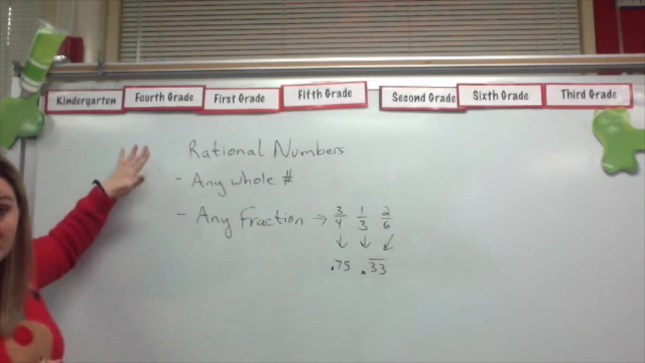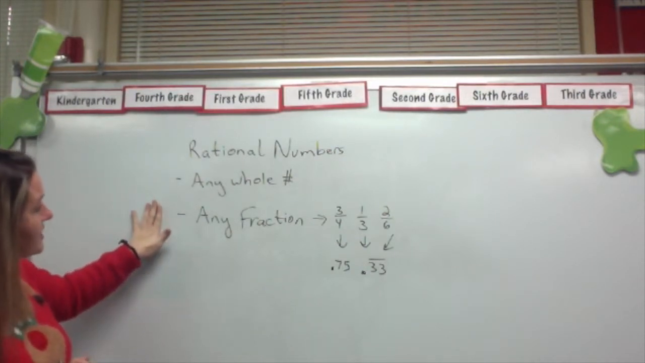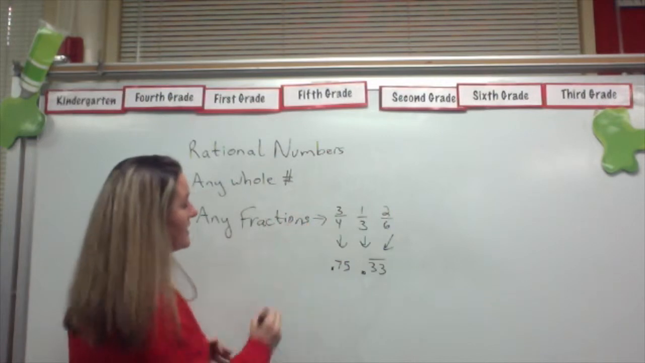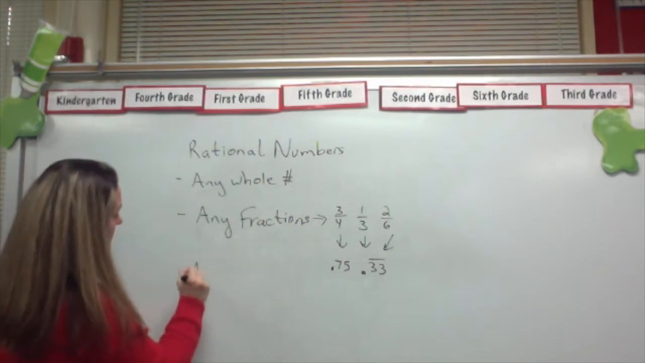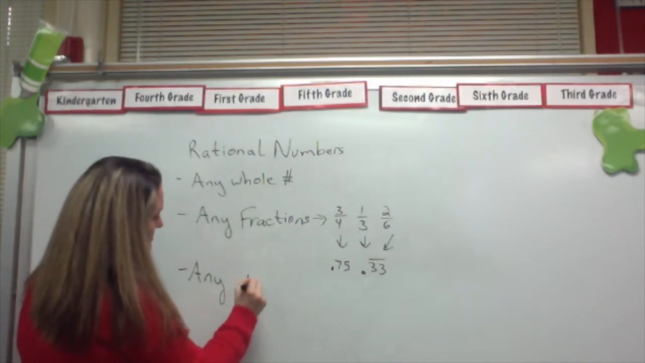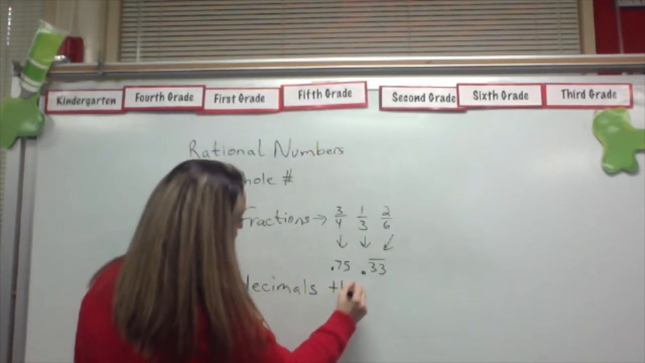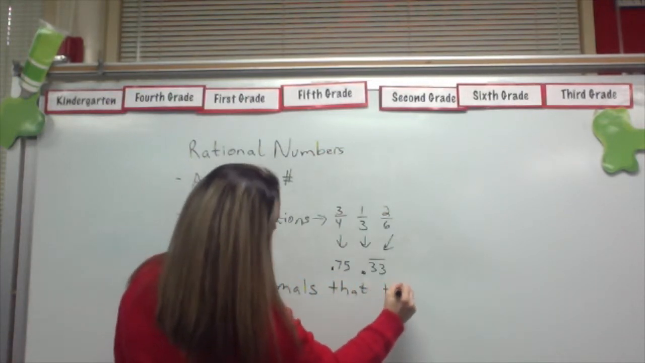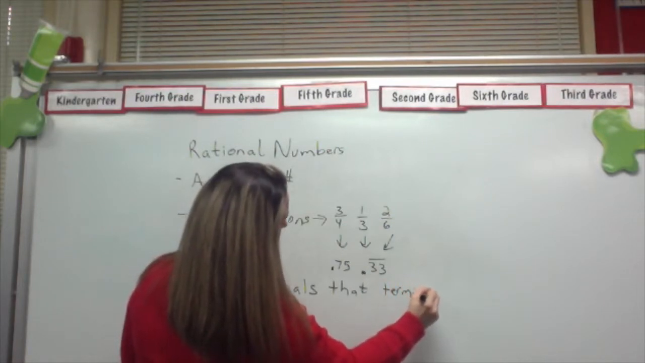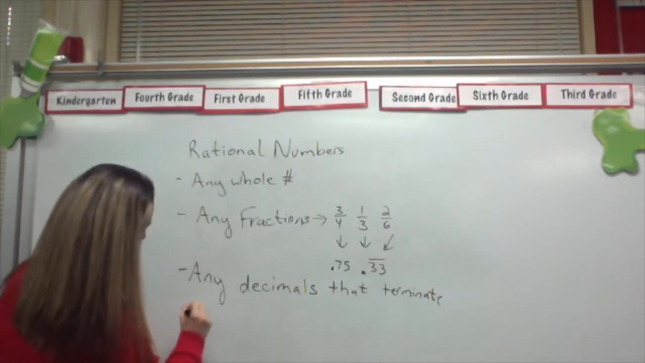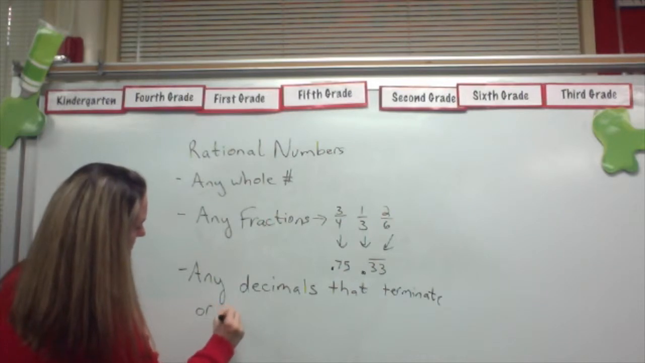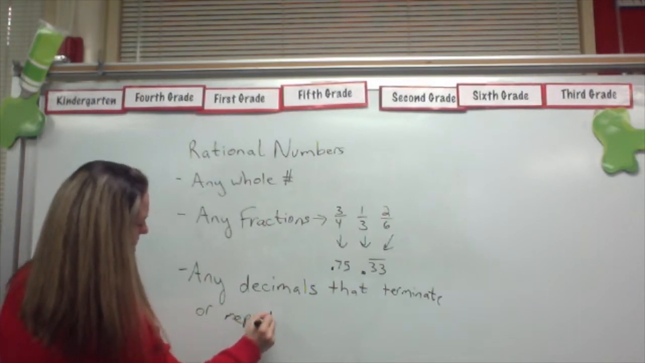So the rational numbers are any whole number, any fractions, and then the flip side of that is any decimals that terminate, basically it has an endpoint, or repeat. All right.